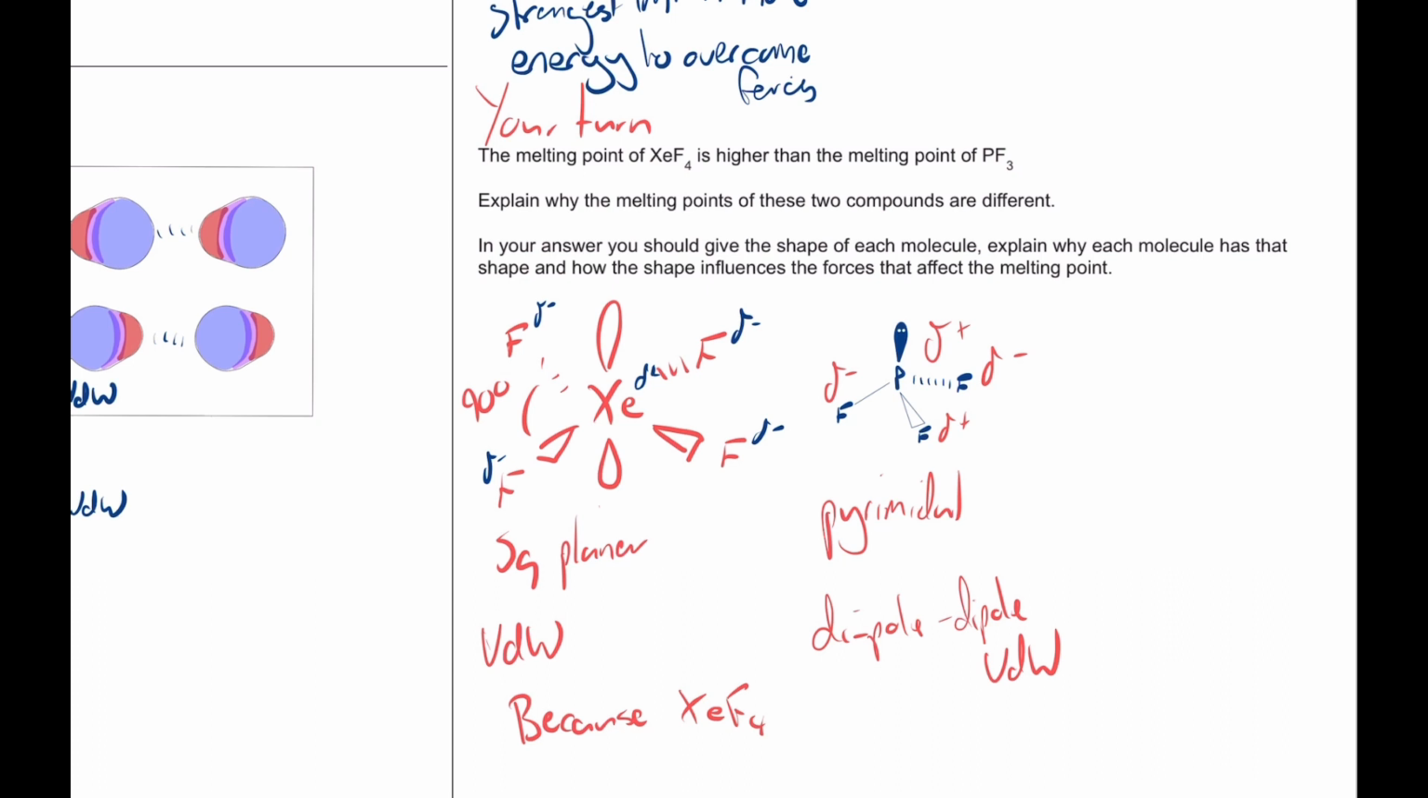XeF4 is a large molecule, the van der Waals are stronger. And then we've got our blanket, so require more energy to overcome the forces between the molecules, therefore higher melting and boiling point. Hope that helps.